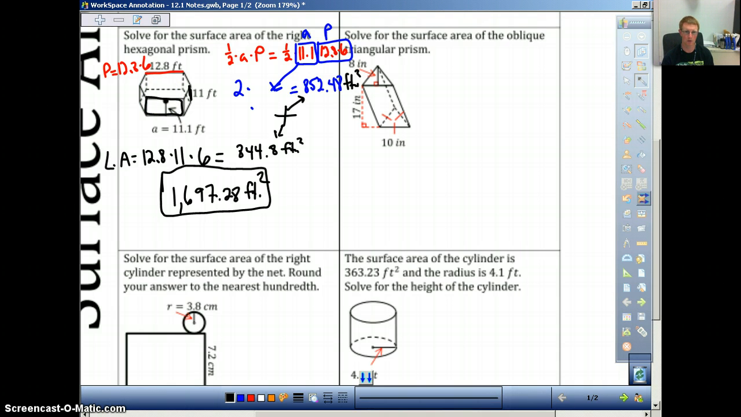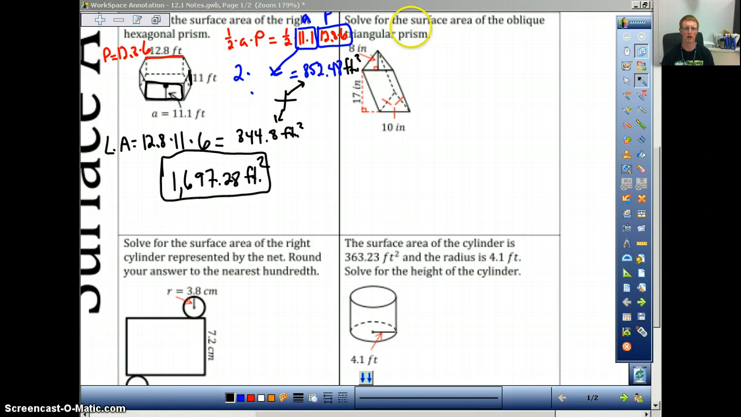Okay? All right, so let's look at this example over here. And let's go through this together because, again, I'm not going to have you guys do this on your own, because I think it's worthy of your time to understand this fully. So it's to solve for the surface area of the oblique triangular prism. So we're going to look at some of the information we have here. I'm going to erase some of this right here so we can see.